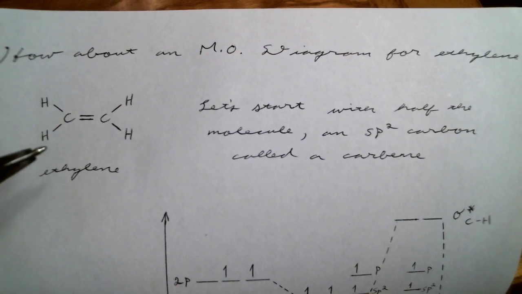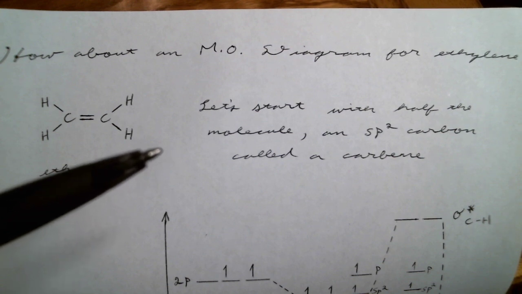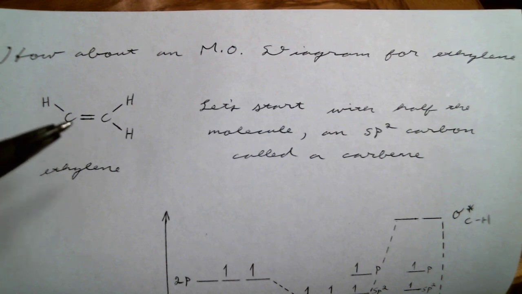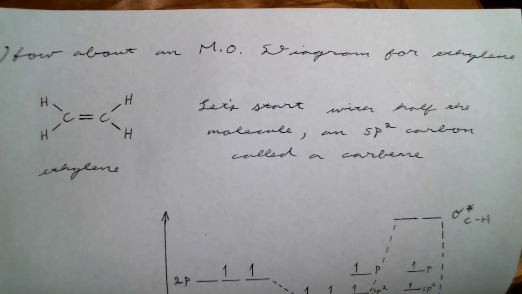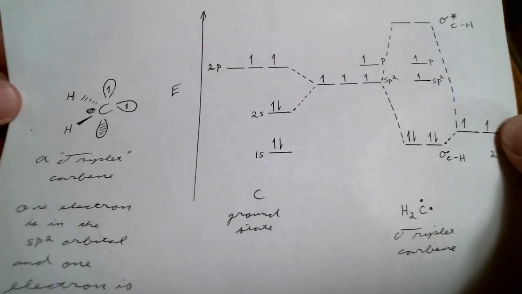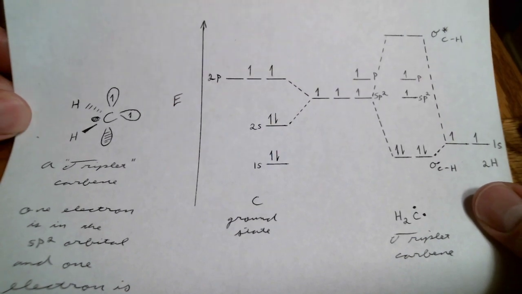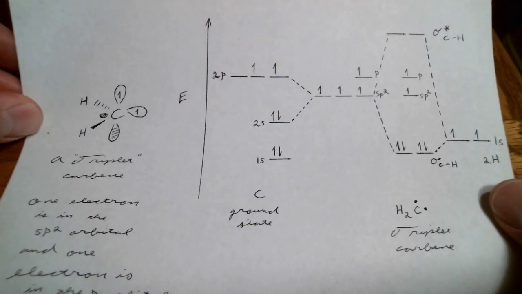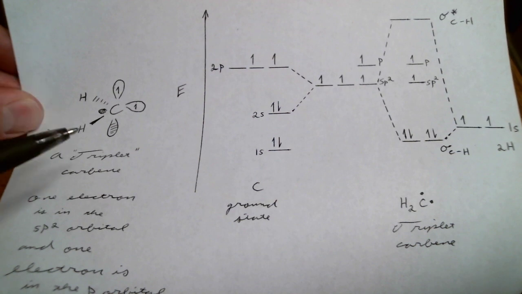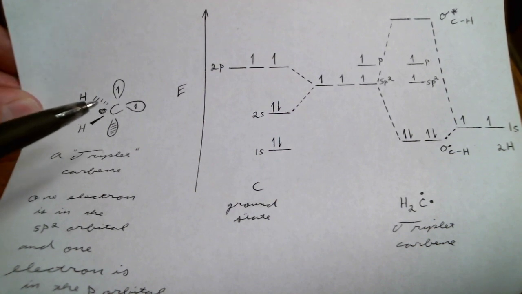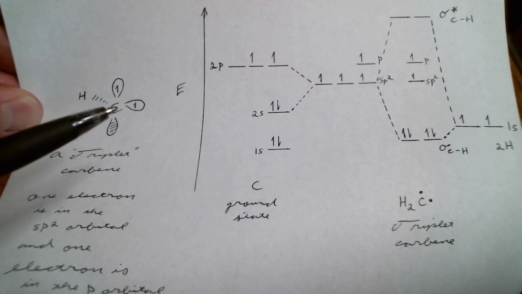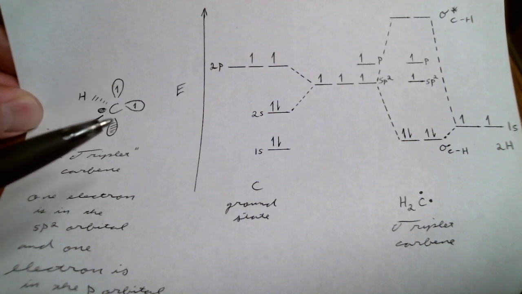So we're looking at ethylene today, and let's start with half of the molecule, an sp2 carbon called a carbene. We know that our carbons, the geometry around them is trigonal planar, so we know they're sp2 hybridized, so we could cut the molecule in half and start with a carbene, which is still sp2 hybridized. And so this over here is our triplet carbene. We have one electron in the sp2 orbital over here, and then we have one electron in the p orbital, which goes vertically in the plane of the page.